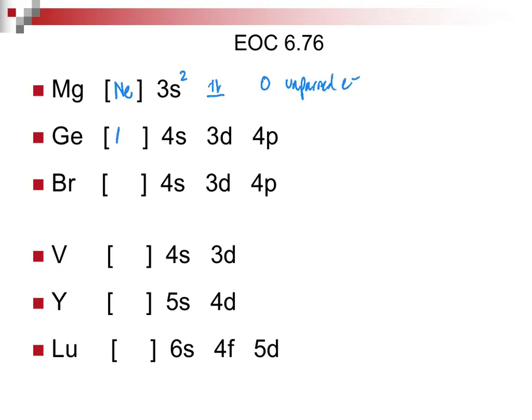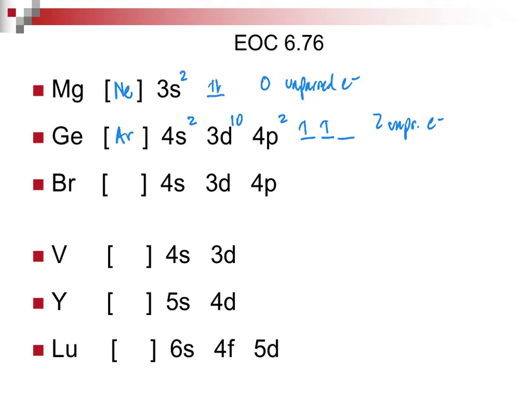Germanium has an argon core. It is a 4s2, 3d10, 4p2. So if I look at my p, I will see there are 2 unpaired electrons. Granted, you can't do it this fast. I had to work on it before I came to class so I could easily fill them in.